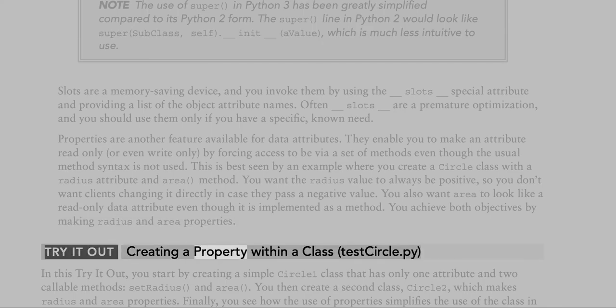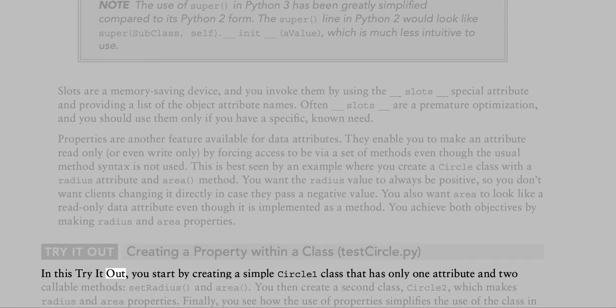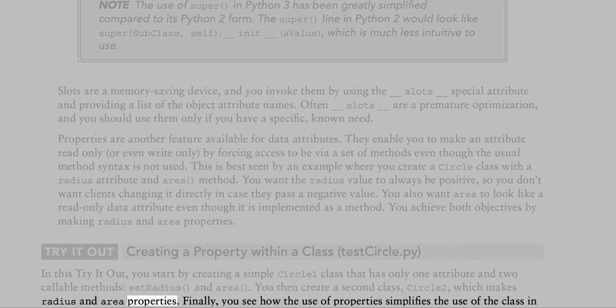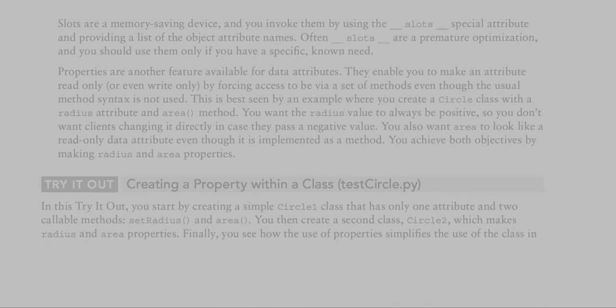Try it out creating a property within a class, testcircle.py. In this try it out, you start by creating a simple circle1 class that has only one attribute and two callable methods, set radius and area. You then create a second class, circle2, which makes radius and area properties. Finally, you see how the use of properties simplifies the use of the class in client code.